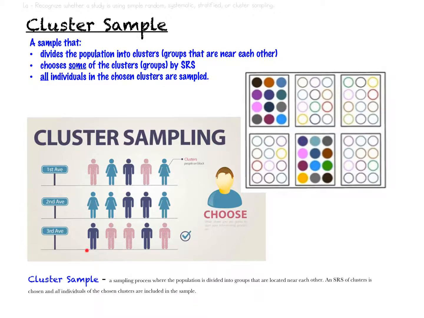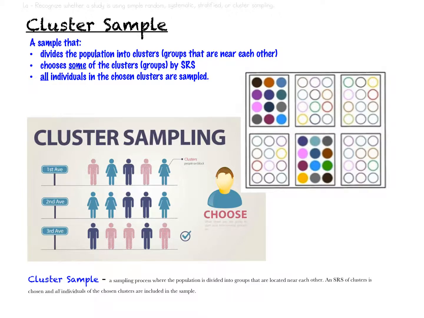This is another kind of visual of it, where I'm clustering by their location. These people are on 1st Avenue, these are on 2nd Avenue, and these people are on 3rd Avenue. I did a random sample and I decided to choose 3rd Avenue and I survey each person that's in that location. So a cluster sample is a sampling process where the population is divided into groups that are located near each other. That's this part up here. And an SRS of the cluster is chosen, and all individuals in the chosen cluster are included in the sample.